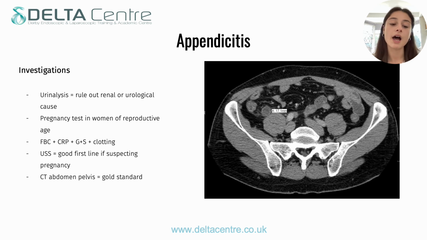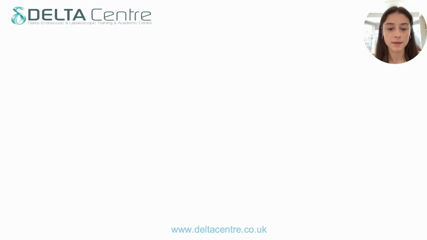In terms of imaging, an ultrasound is a very good first line if you're suspecting pregnancy because it means that there is no radiation to the pregnant lady. But the gold standard is a CT abdomen pelvis with IV contrast. So that is a picture of a CT abdomen pelvis, and you look at it thinking you are looking at the patient from the feet up. So this is the right side, this is the left side, the patient's right side, the patient's left side. Here you can see the appendix, it is nicely labelled for us and it is enlarged. So this is showing appendicitis.